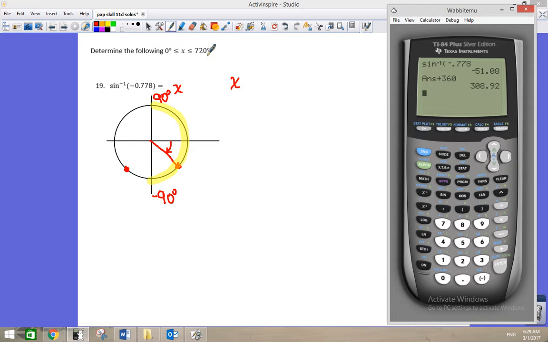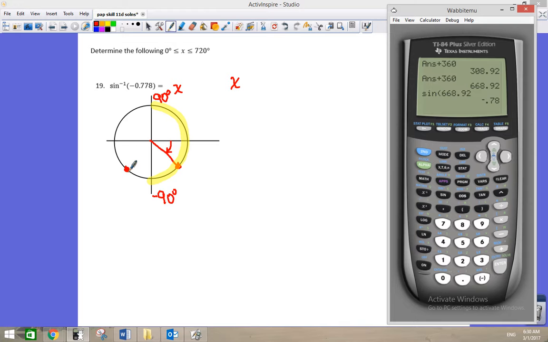Now on 0 to 720, that's just 2 revolutions. 360 plus 360 is 720. So I'm expecting 4 solutions. Here's one of the 4 solutions. If I add another 360, that's coterminal, I'm still below 720. Both of those are solutions to this equation. If you take the sine of this 668.92, I claim we're going to get something approximately equal to this negative 0.778. And well, I'm fixed to 2 decimals, so yeah, it checks.